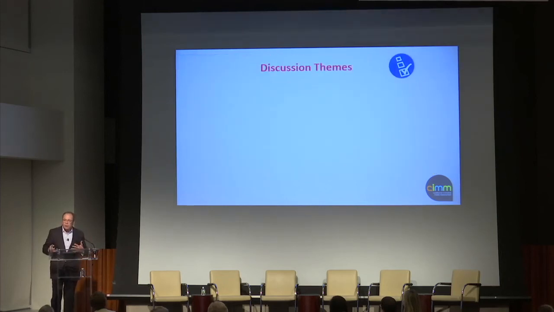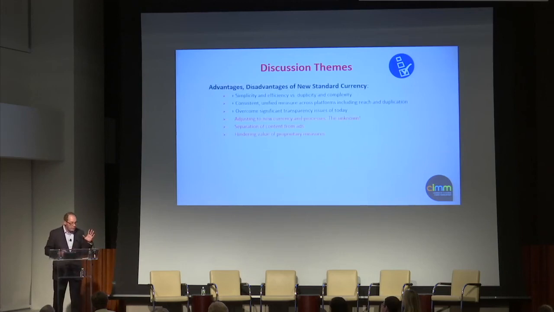So to dig deeper into what we've just assessed here, there were some discussion themes, and I'm going to quickly go through these. First was the advantages and disadvantages of a new standard currency. Some of the advantages were, of course, simplicity and efficiency versus duplicity and complexity. Consistent, unified measure across all platforms, including reach and duplication, and then overcoming significant transparency issues of today. If I heard that once, I heard it 27 times.